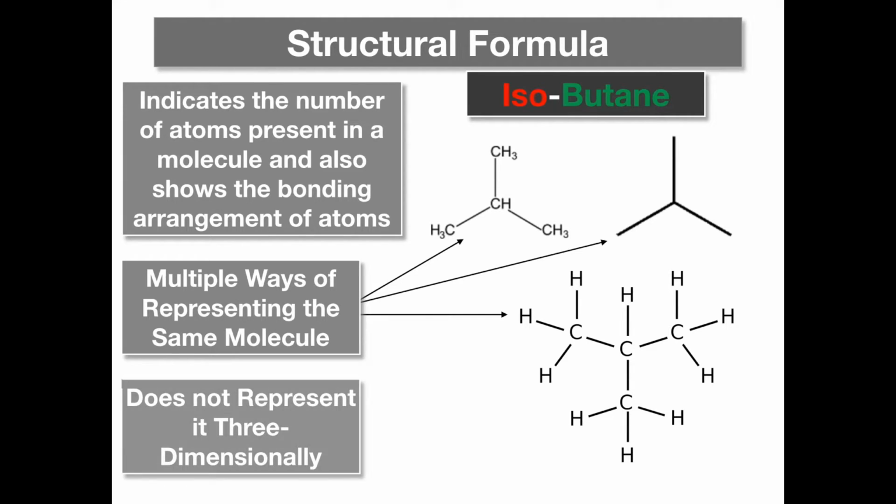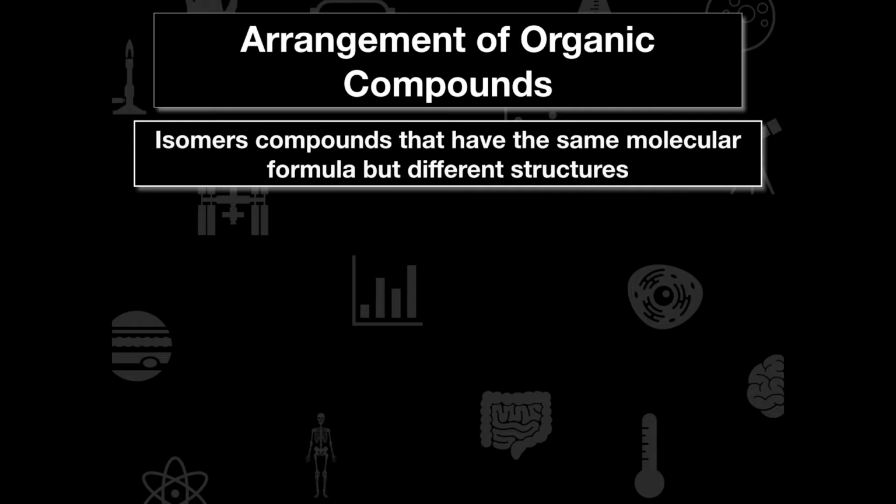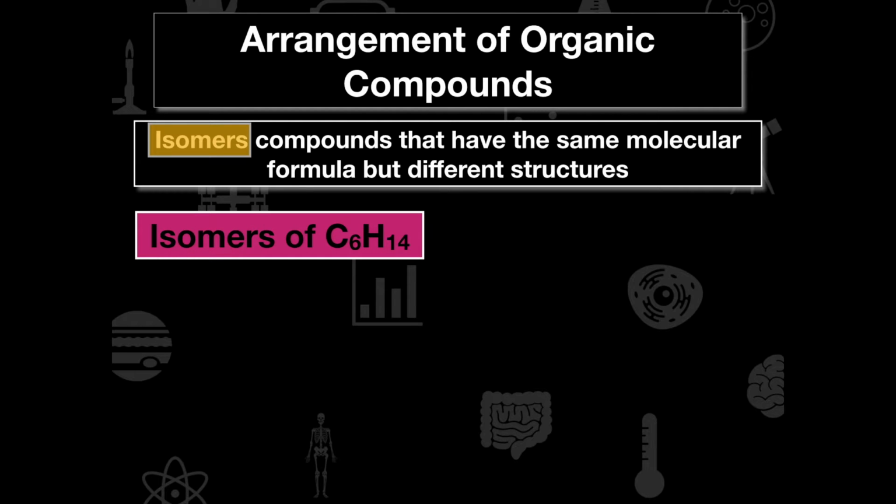We can also represent it 3-dimensionally with our ball and stick model here. In this case, I just want you to understand that there are a couple of different models that we use to represent different molecules. All of these models are right, but they're representing different things, or they're giving scientists the ability to write it faster. So let's think about the arrangement of organic compounds then. We can have organic compounds that are called isomers. Isomers are compounds that have the same molecular formula, but different structures. Let's say we have C6H14, so a molecule with 6 carbons and 14 hydrogens.